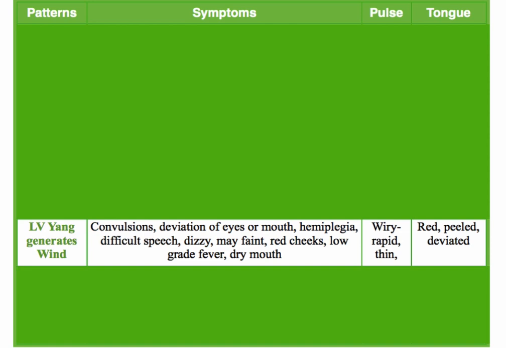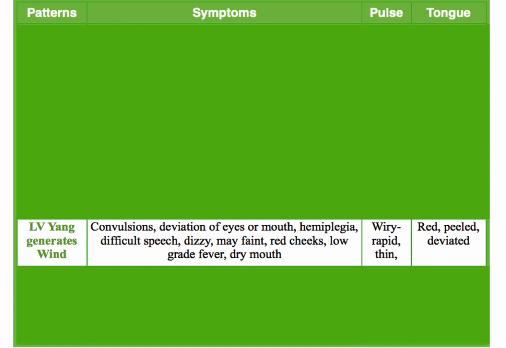Now, external wind is a pathogen, and that's an acute problem. Internal wind is a different story. So how do we get internal wind? Internal wind can come up from liver yang rising. It can also come up from liver yin deficiency, body fluid deficiency, liver blood deficiency, or liver fire. So there are lots of patterns that can show internal wind.